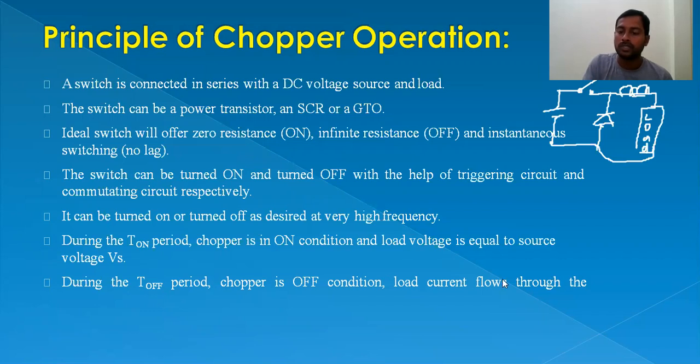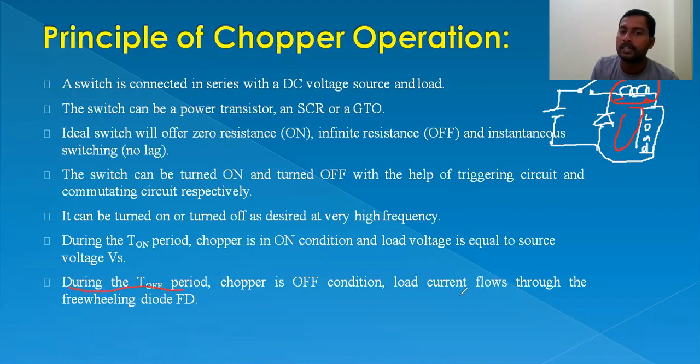Load current flows through the freewheeling diode. Look at this one. This is the inductor. Whatever energy is stored in the inductor will be released in the form of negative and positive terminals to the load, and that will be continuous through the freewheeling diode. So this is what he explained at this point.